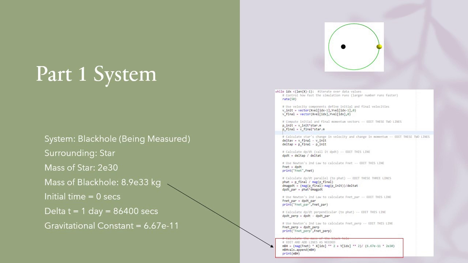This code uses the momentum principle, specifically the change in momentum and the change in velocity, to calculate the net force working on the star, which allows you to find the mass of the black hole using the universal law of gravitation. The code highlighted in red allowed me to calculate the mass of the black hole, which turned out to be 8.9 times 10 to the 33rd power kilograms.